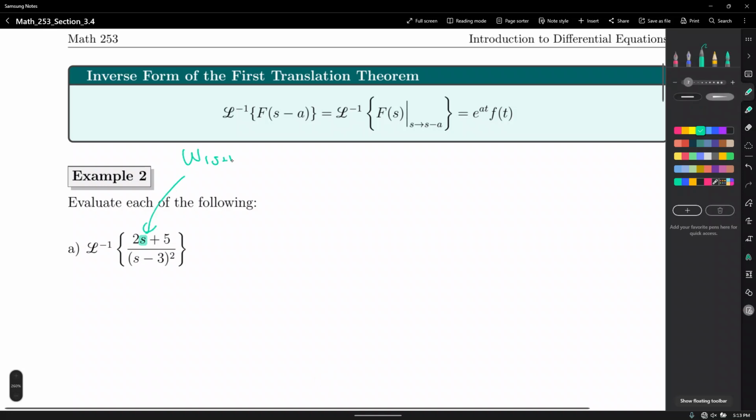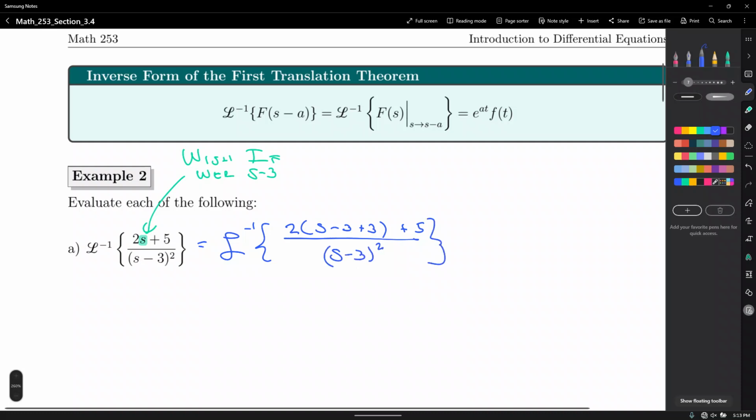We wish it were s minus 3. We can make our wish come true, of course, right? This is the inverse transform of 2 times, this is s minus 3, why not? But if we're subtracting a 3, add a 3. Add a 3 and then plus 5, and then that gets divided by s minus 3 quantity squared. So we're presetting this to make it work like this.